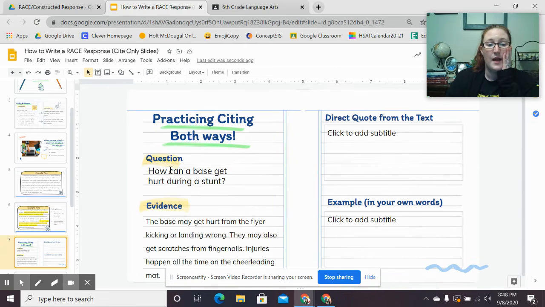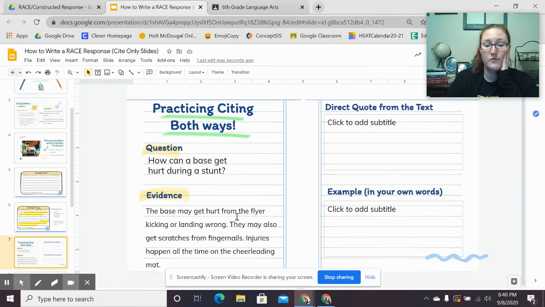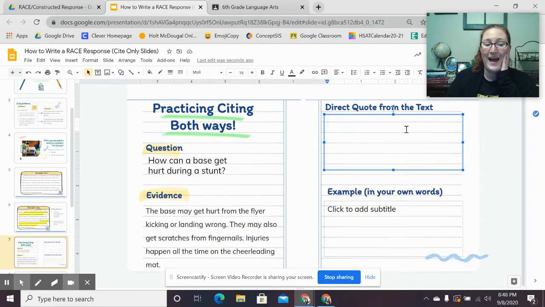So this is the question we're going to focus on. How can a base get hurt during a stunt? Okay, so this is the information that we highlighted in the passage above. And I'm going to think about how I will write this in. So how do I write it in as a direct quote? Well, you just use exactly what the author said, right? But you have to introduce it. You can't just put it in. That's called a naked quote. When you just have a piece of quoted text, you can't do that. You have to introduce it so the reader knows, hey, this is a part that I didn't write.